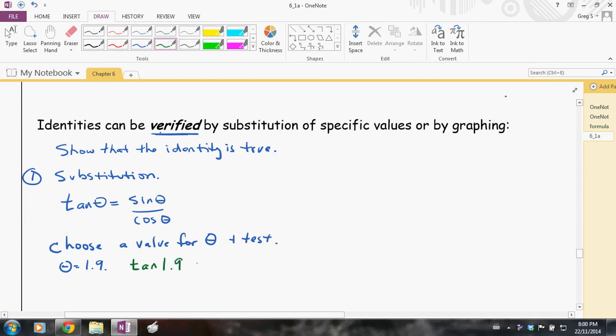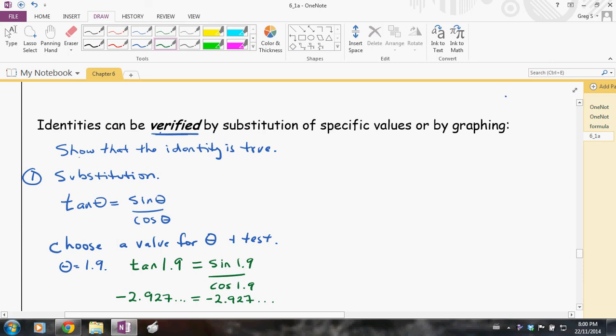And we're going to test, is that really equal to the sine of 1.9 over the cos of 1.9? So when you plug 1.9 into your calculator, I think it comes out to something around negative 2.927, and of course it keeps on going. And when you do your calculator work and figure out what the sine of 1.9 divided by the cos of 1.9 is, you do indeed get the same answer, 2.927. And it keeps on going.